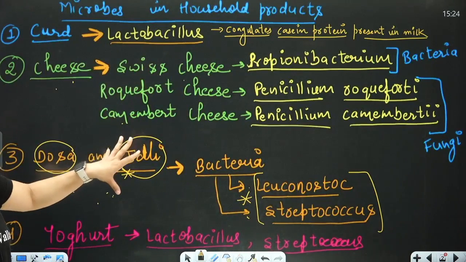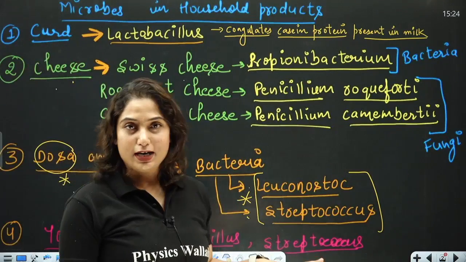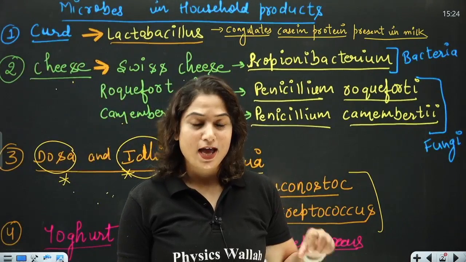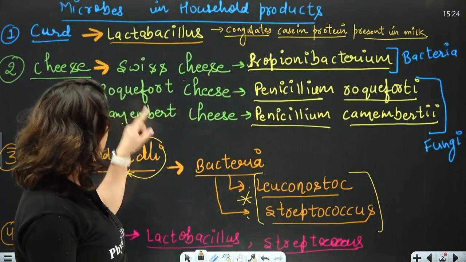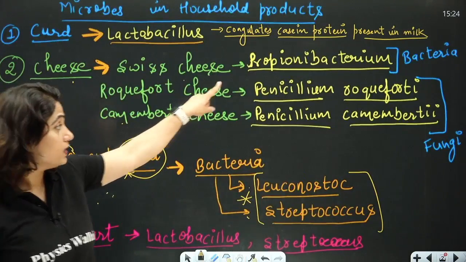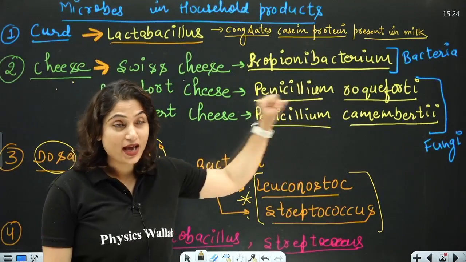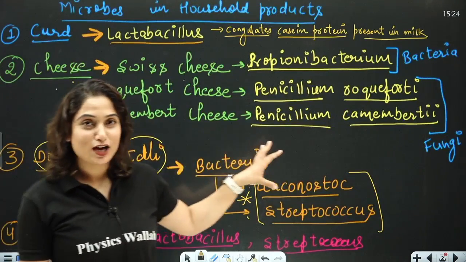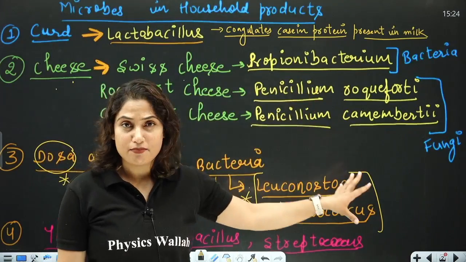Learned? Now second, cheese. Cheese, you have to remember there are several kinds of cheese. Okay, some of them are formed with the help of bacteria, and some of the quality of cheese are formed with the help of fungi. So you have to remember, beta, that Swiss cheese is formed with the help of bacteria, that is Propionibacterium, whereas the Roquefort cheese and the Camembert cheese are formed by fungi, Penicillium roqueforti and Penicillium camemberti.